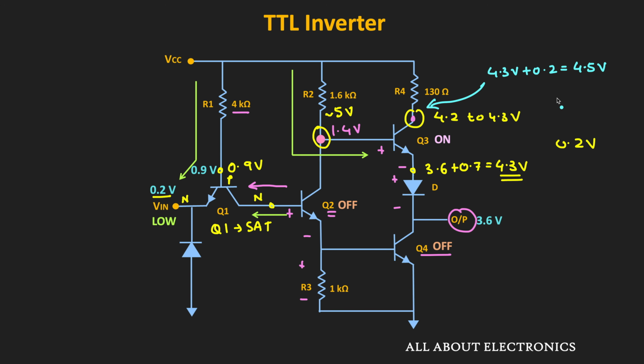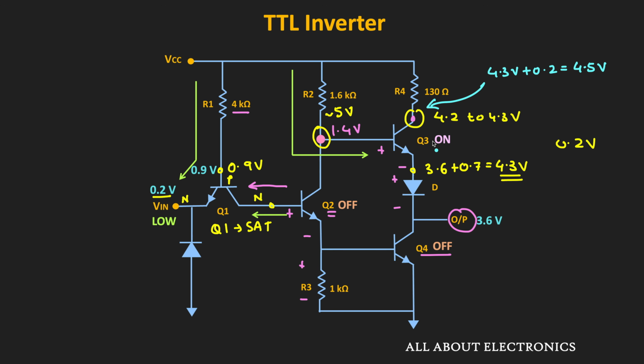If that is the case, then the difference in voltage between the base and the collector would be less than 0.7 volt, and due to that this base collector junction will not get forward biased, because the voltage difference between the base and the collector is not able to cross the 0.6 to 0.7 volt.